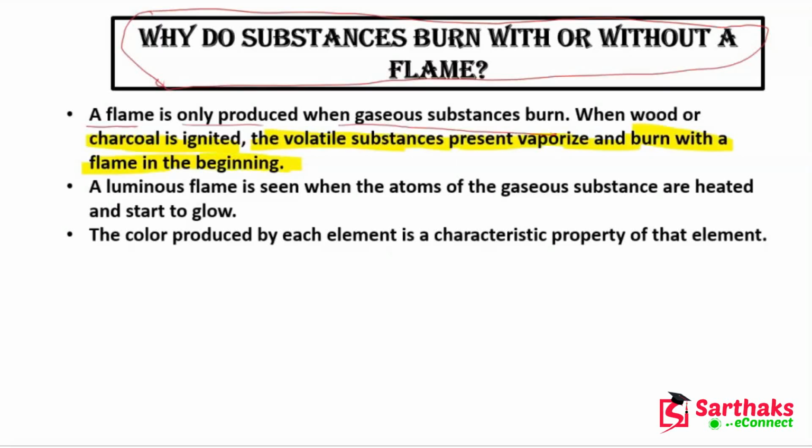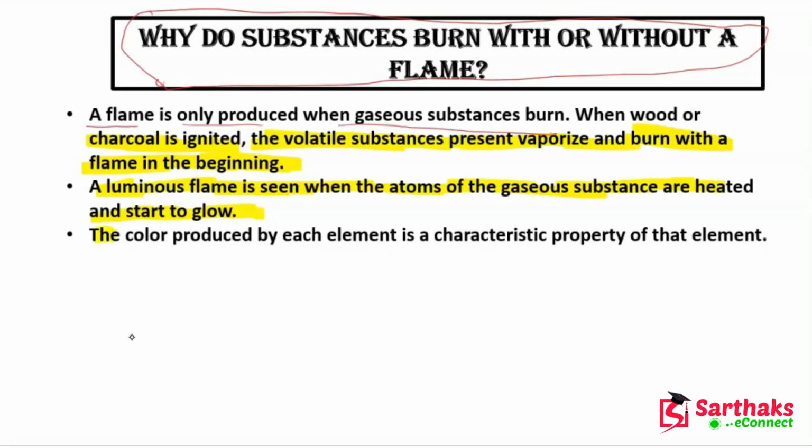So the volatile substances present in charcoal or wood vaporize and burn with a flame in the beginning. A luminous flame is seen when the atoms of the gaseous substance are heated and start to glow. You might have seen a very luminous flame when atoms of the gaseous substance are heated and start to glow. In our home we use LPG as a fuel, and when this is burned, you can see a luminous flame.